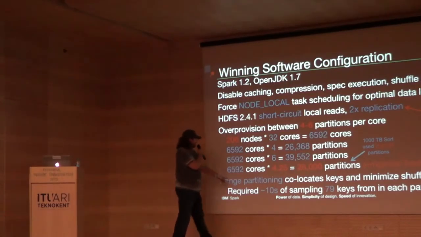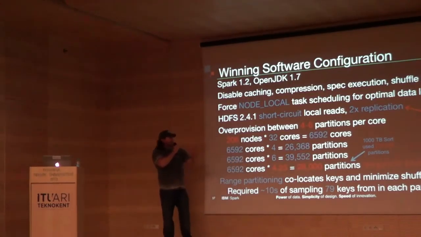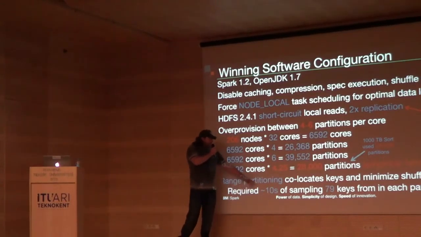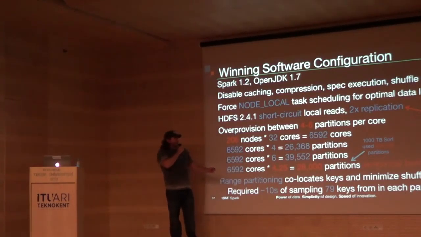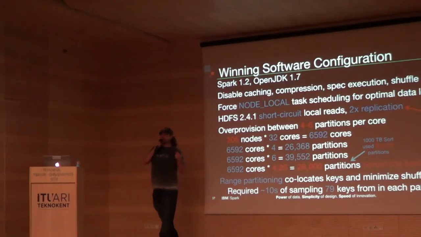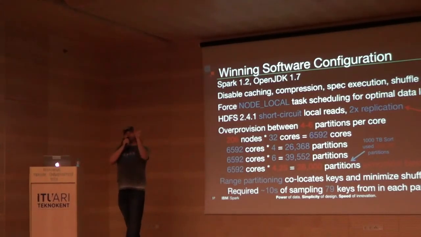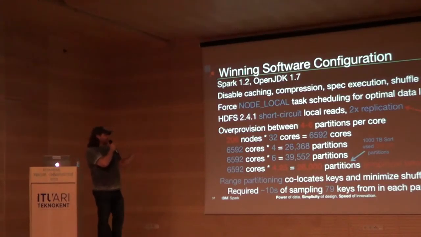So to figure out those ranges for the 28,000 partitions, they took the first 10 seconds of the challenge. There are 2 pre-processing steps. There's that process where it goes through all the records, pulls out the key, the first 10 bytes, and sticks it next to the pointer.